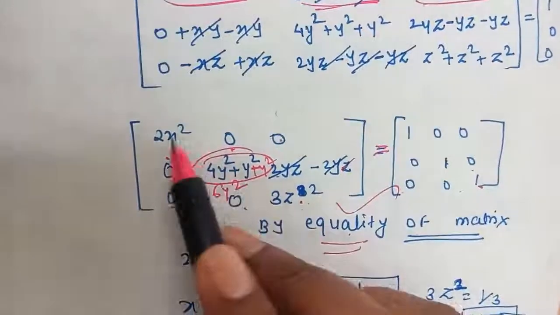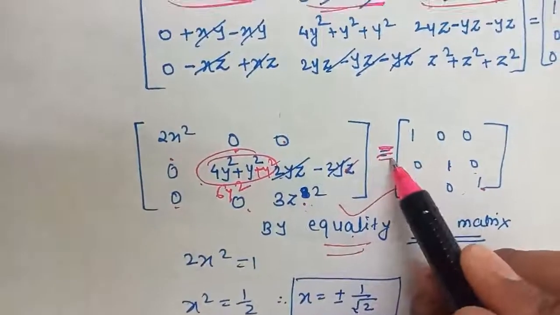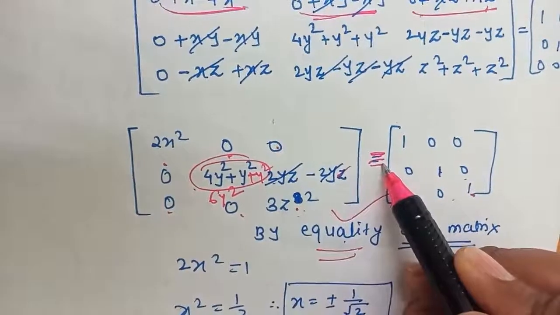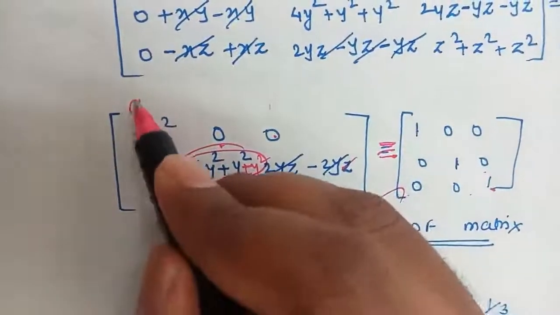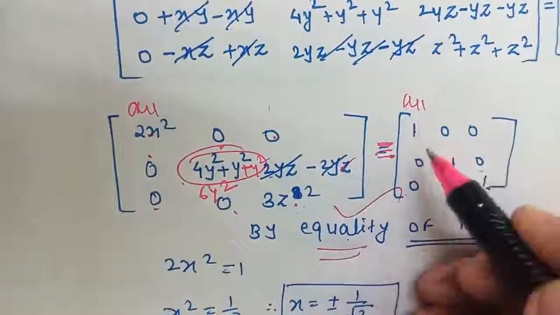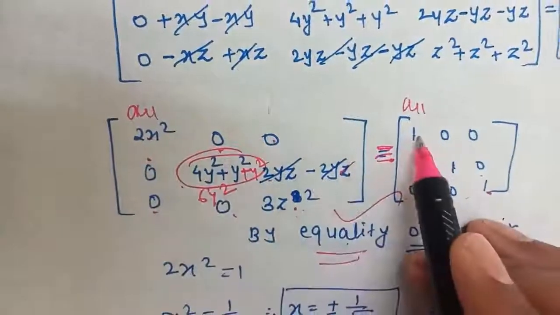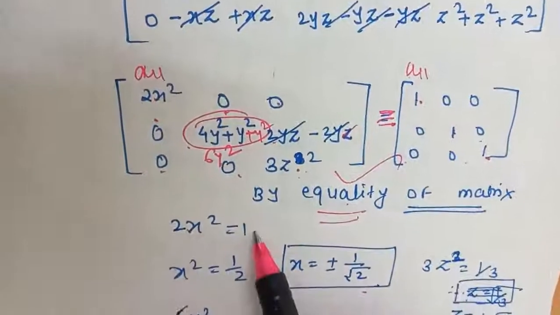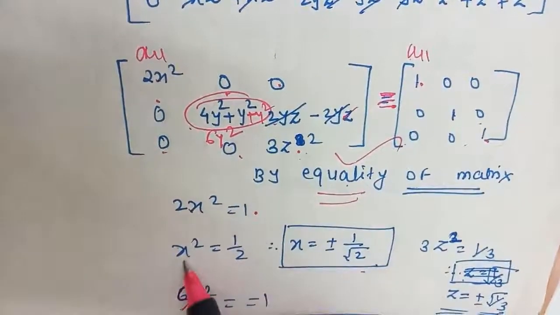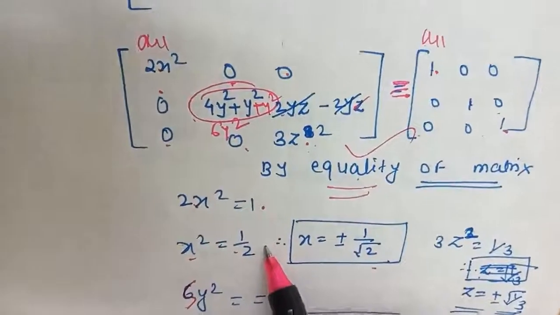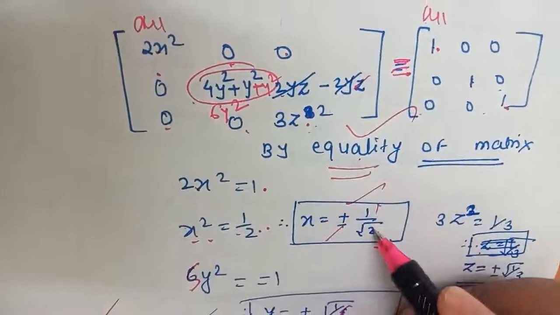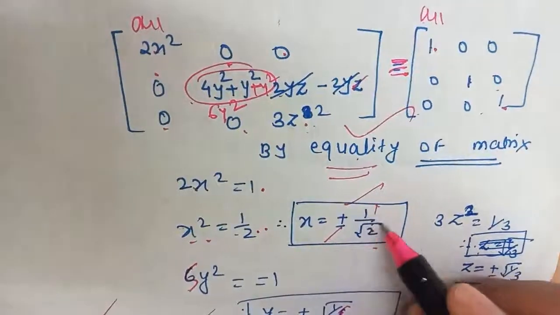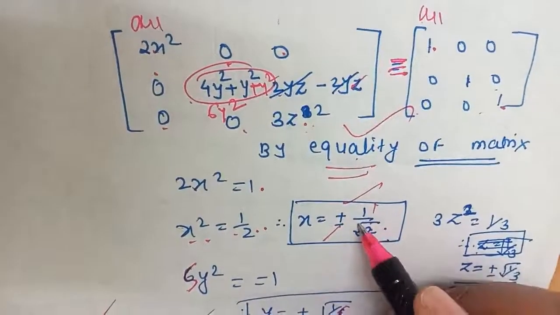Since there is an equal sign between them, by equality of matrices you can equate respectively. 2x square is equal to 1, because this is the a11 element, and even this element is a11. Equate 2x square is equal to 1, so it will give x square is equal to 1 by 2. If x square is equal to 1 by 2, then x is equal to plus or minus 1 upon root of 2.